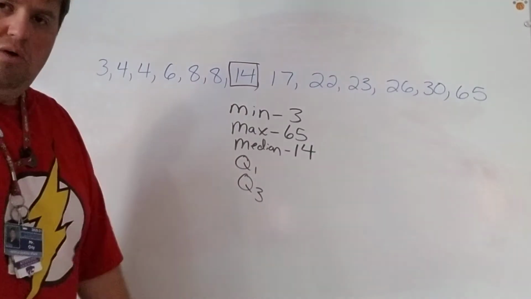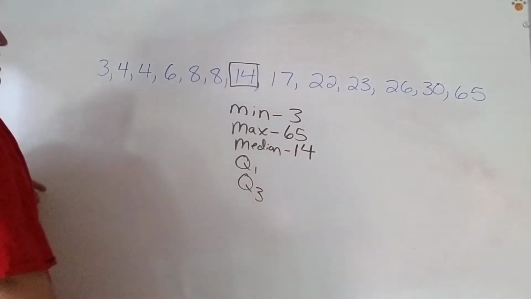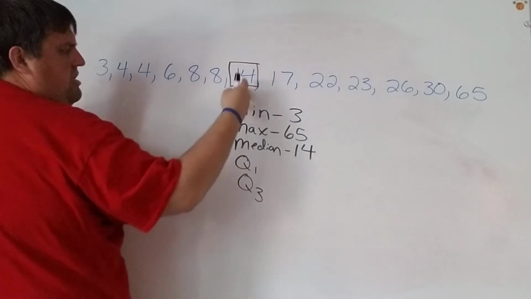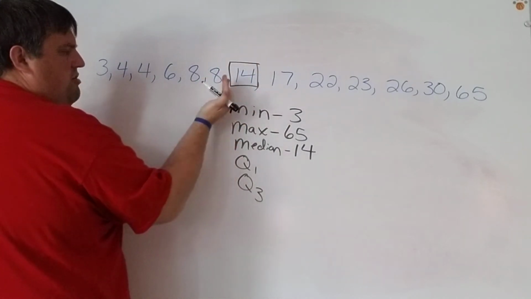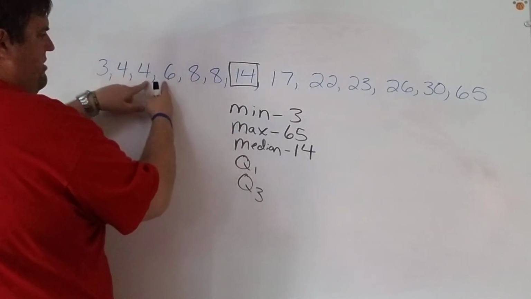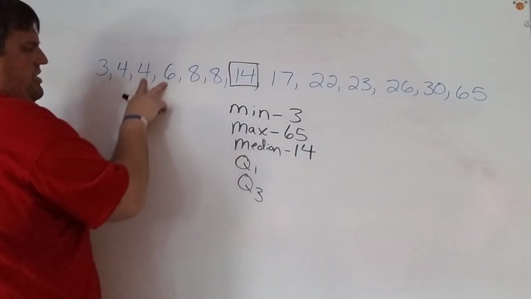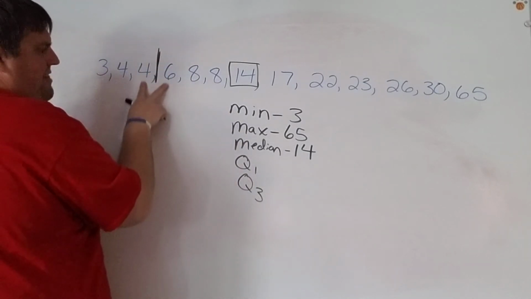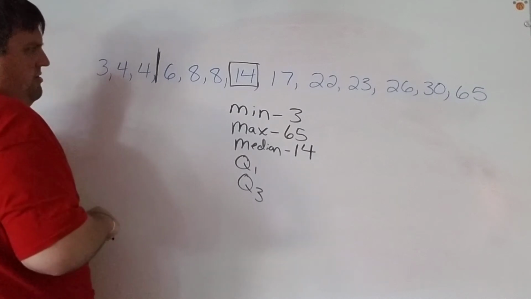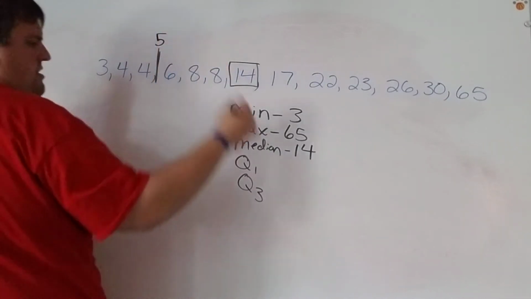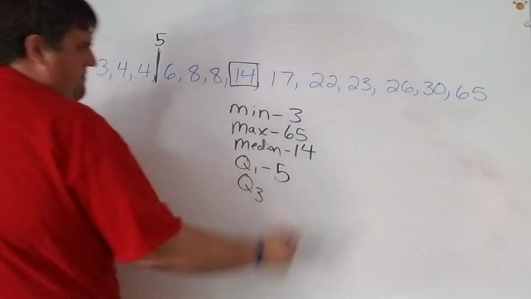Then, for quartile 1 and quartile 3, you just find the middle of what you have left. So you do not use the median, okay? You use everything to the left of the median, and then we find the middle here. So notice that it's in between 2 numbers. To find that, you're just going to add these 2 up and divide by 2. So 4 plus 6 is 10. 10 divided by 2 is 5. So my quartile 1 is 5.